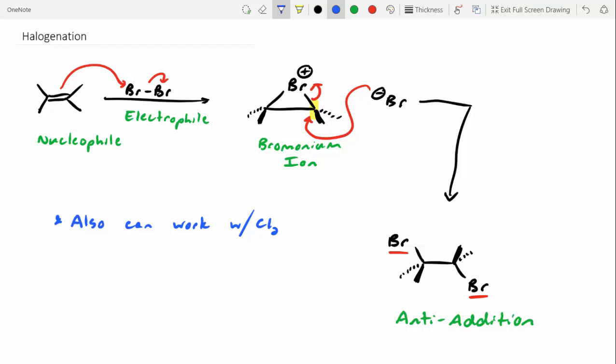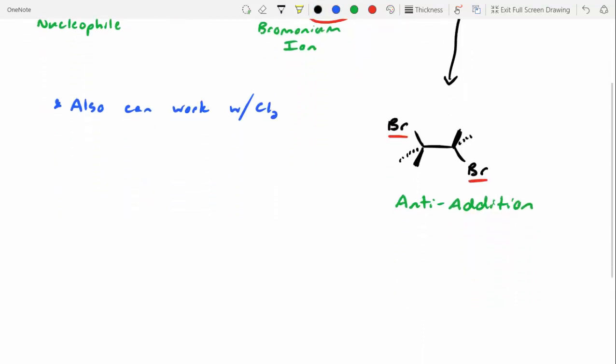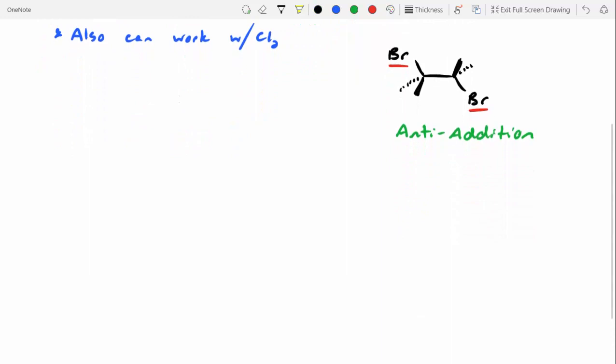But we really don't ever observe it with fluorine or iodine. It's just simply too unstable and too unreactive for both of those cases. You'll usually see it with bromine in the textbook, and that's primarily how I use it. So let's take an example of this reaction and work through the mechanism in more detail.